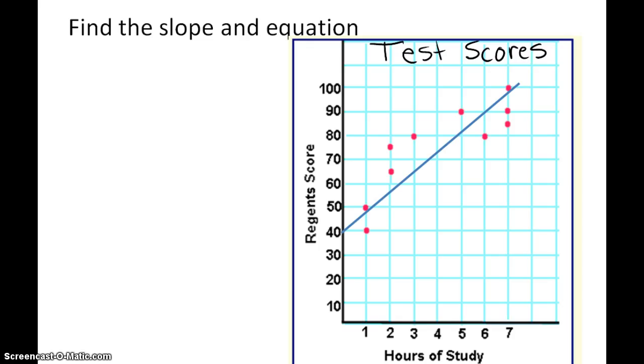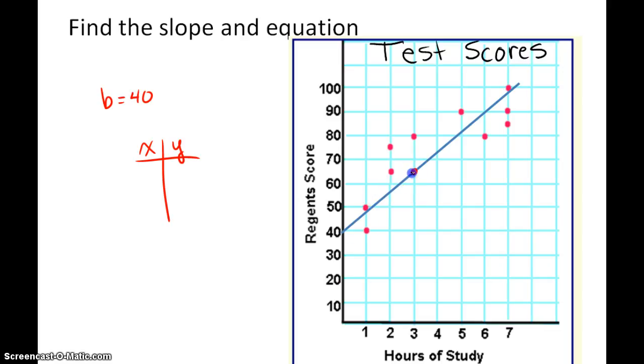Okay, next we're going to work on trying to find the slope of this line. We already know that the y-intercept is 40. So now what we're going to do is find two points that are on this line or at least close to this line. Now my line doesn't look like it goes through any of those red points exactly, and that's all right. We have to kind of just estimate.